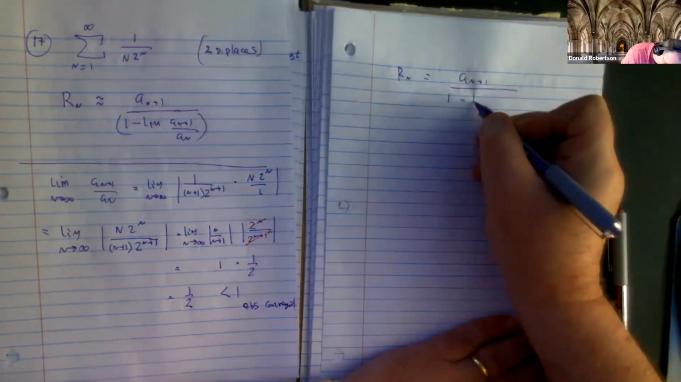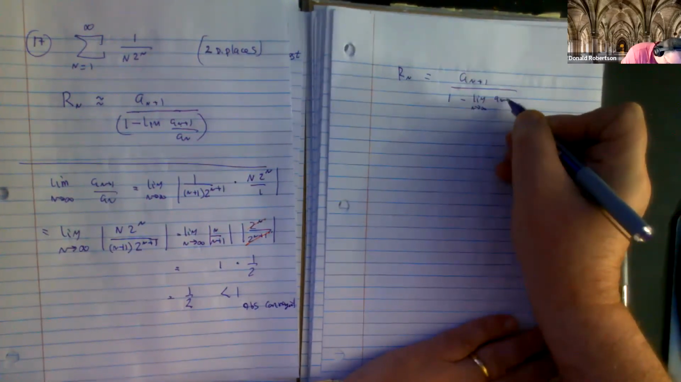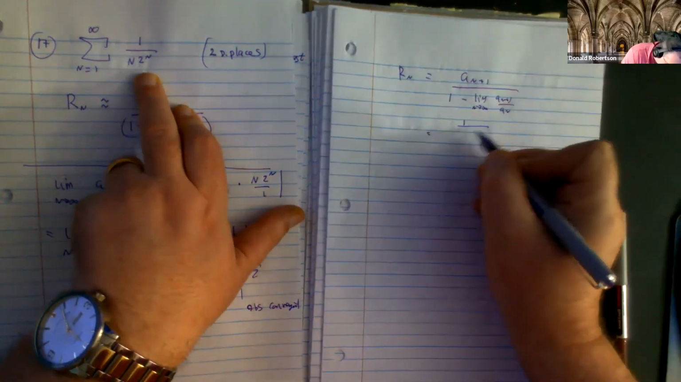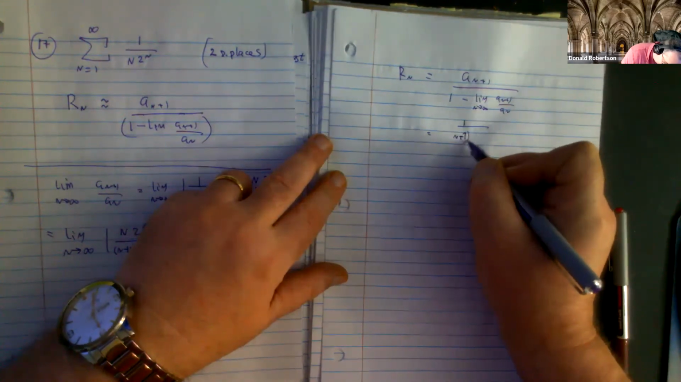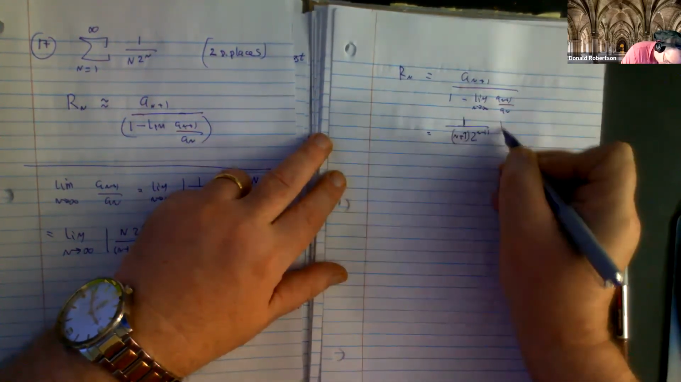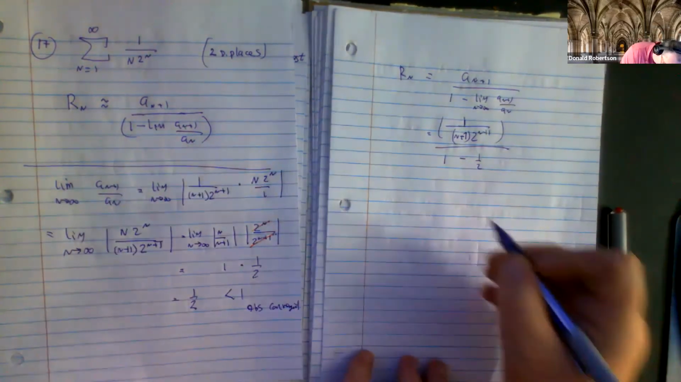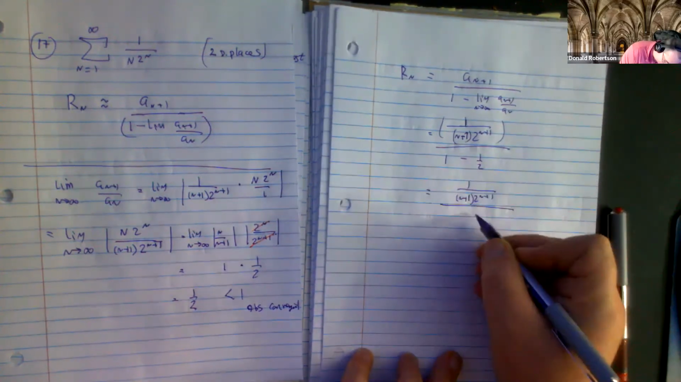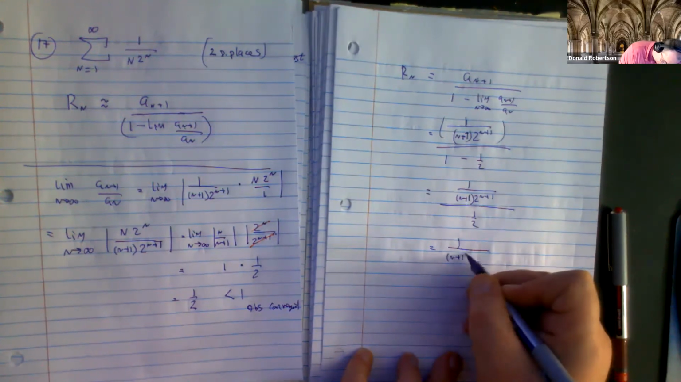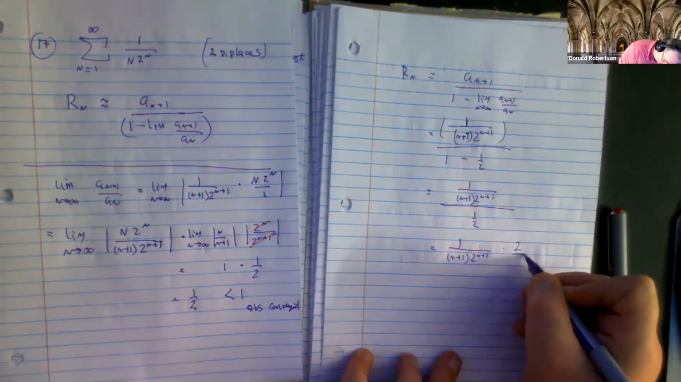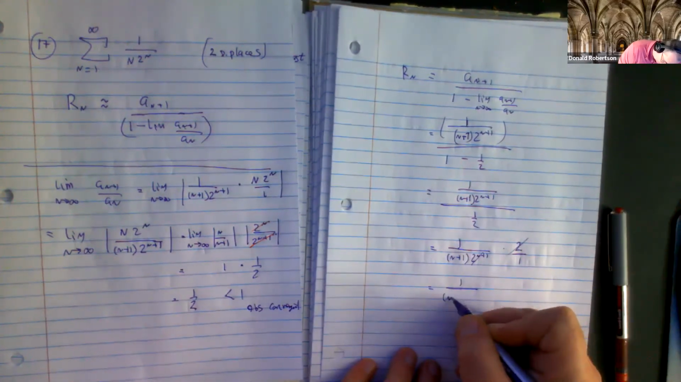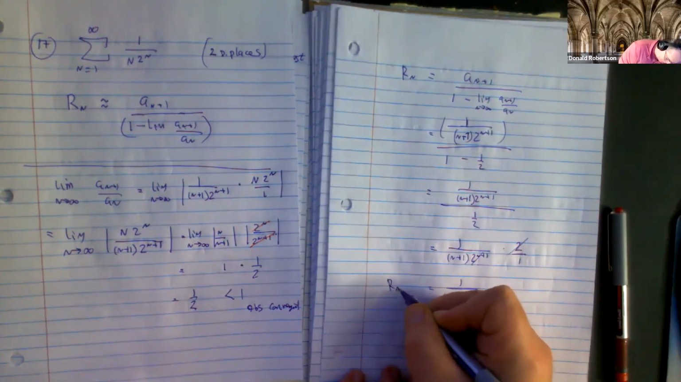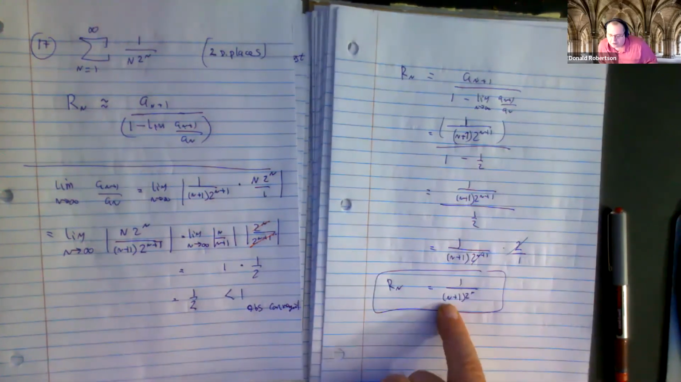So Rn, the remainder, is E(n+1) over 1 take away the limit that we just found. E(n+1) is 1 over (n+1) times 2 to the n+1. So that's what the top is. And on the bottom, it's 1 take away a half. So it's 1 over (n+1) times 2 to the n+1, over a half. Dividing by a half is like multiplying by 2. That 2 cancels one of those. And we now have our formula for Rn. It's 1 over (n+1) times 2 to the n.